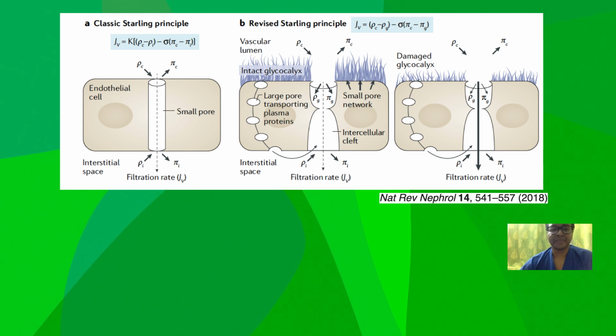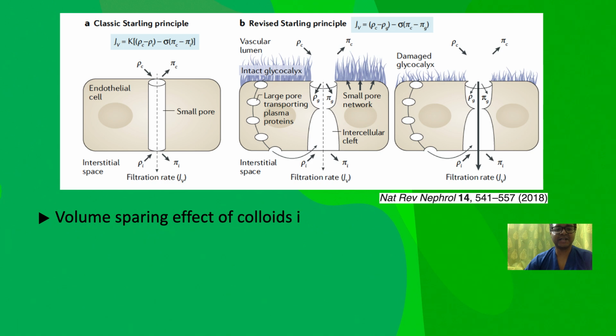So finally, when we give colloids thinking that it will stay in the intravascular compartment, this doesn't happen in reality. Some amount of colloid also goes into the interstitial fluid, and hence the advantage that we think colloids will have over crystalloids is offset. And in reality, the volume sparing effect of colloids is just 1:1.4 compared to crystalloids, and not 1:3 that we used to think in the past.